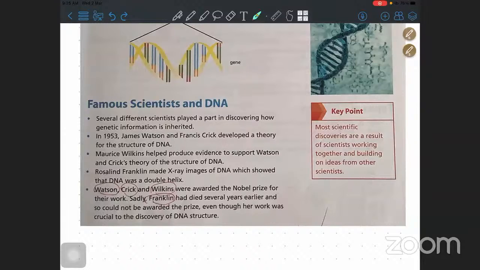Sadly, Franklin had died earlier, so she could not be awarded the prize, even though her work was crucial to the discovery, because Franklin is the one who actually proved and showed the DNA was a double helix. So most scientific discoveries are made by scientists working together and building on ideas from other scientists. So they work as a group, okay.